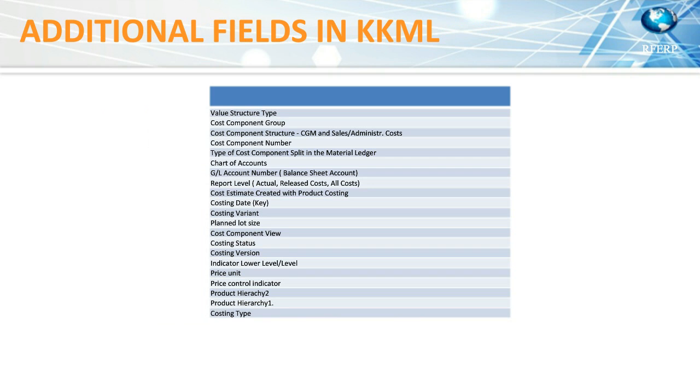And these are the additional fields we have in the reporting. We have the standard ones, that means valuation class, plant, valuation area, and so on, plus the additional key figures I added. That means product group, product hierarchy, account, sheet account, and so on. Costing key, costing date, costing variant, everything that is written here is new, okay? That is not available in KKML 0.